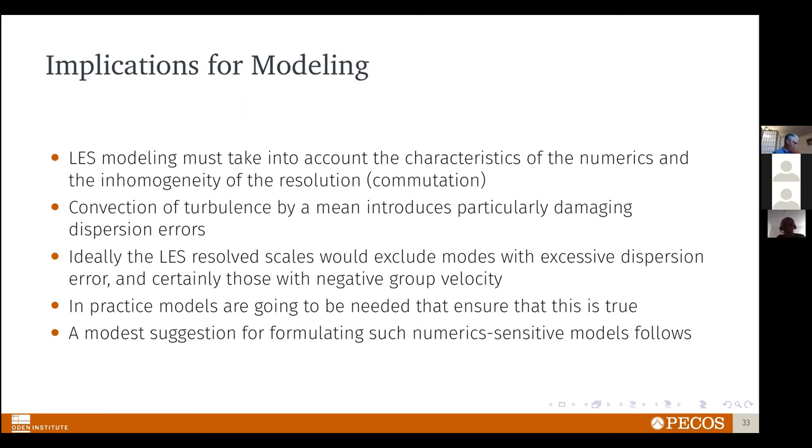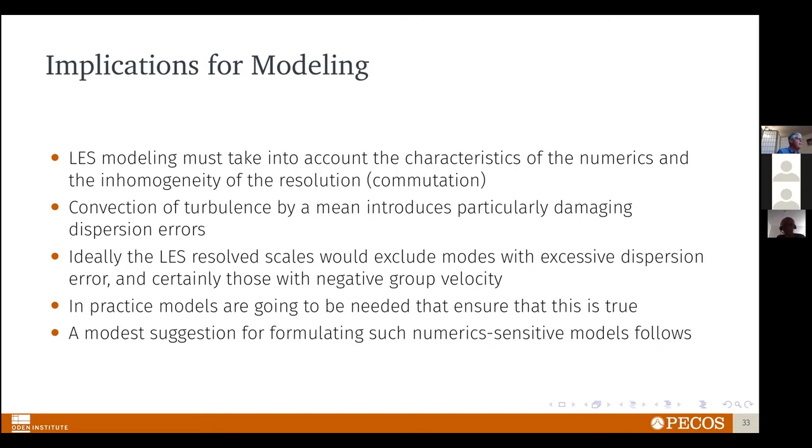So what are the implications of all this for modeling? I just have a couple of things I wanted to say. We have to account for the characteristics of numerics in this modeling. In particular, convection of turbulence by a mean introduces particularly damaging dispersion errors. And of course, we never want that to happen, right? We never have mean velocities. So no, this is really a problem. Ideally, our LES resolved scales would exclude these modes that are strongly dispersive, and certainly those with negative group velocities that would cause all this problem. But then there's the issue of how you actually do that. And in practice, models are going to be needed that ensure that this remains true.